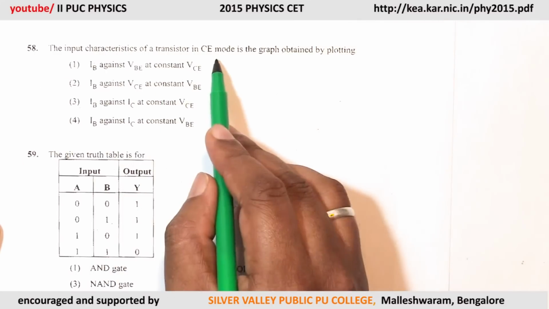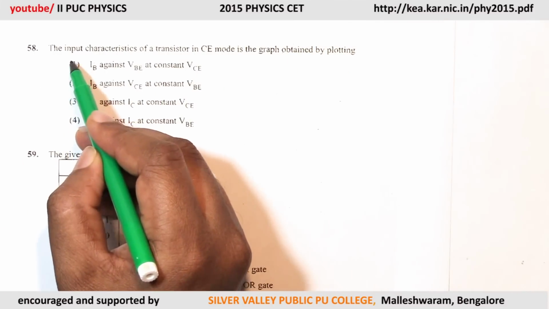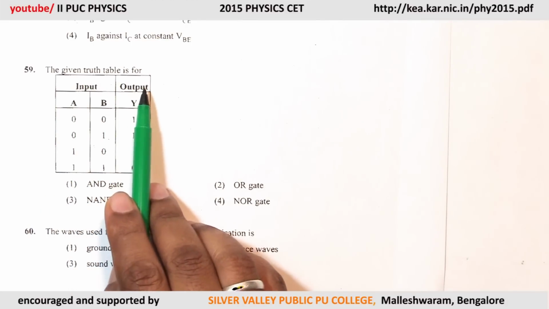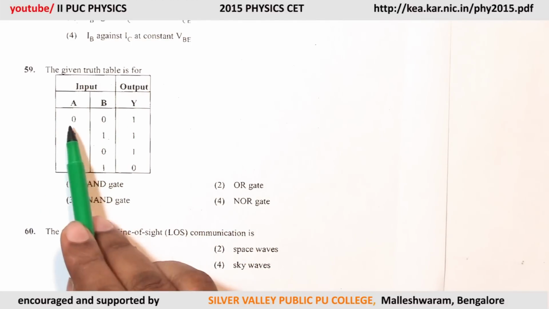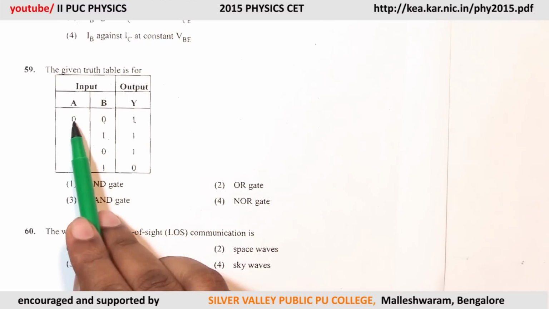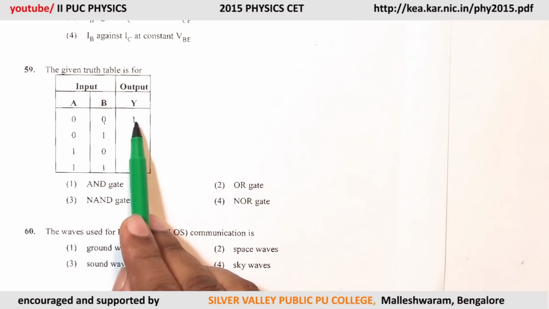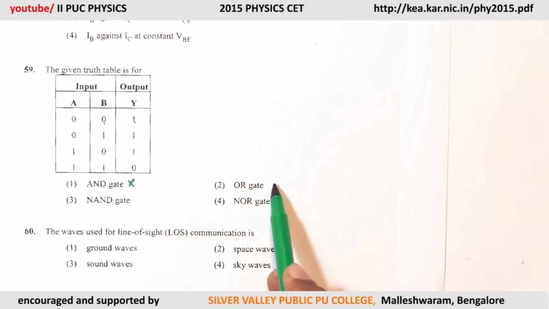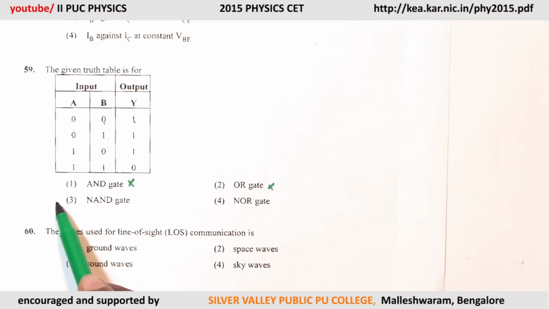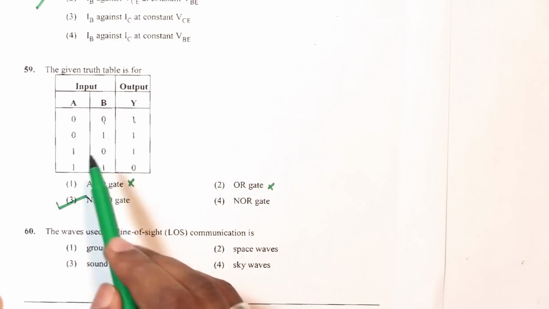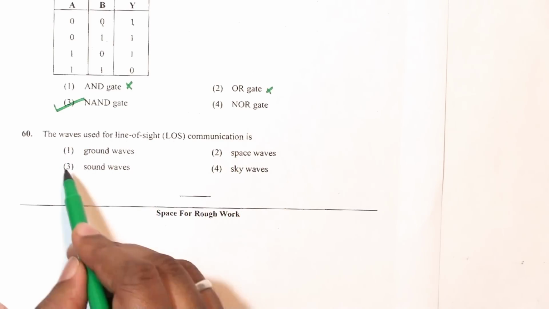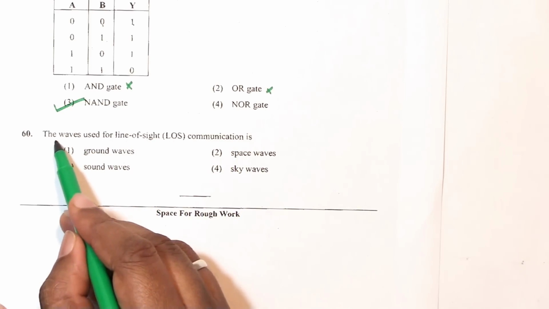The input characteristics of CE amplifier. Amplifier, revised syllabus, there is no transistor. The given truth table is for... 0 into 0, 0, 0 plus 0, 0. So these two are not true. You have to check for NAND gate and NOR gate. Answer is NAND gate. Please check truth table, direct question. The waves used in line of sight communication. 15th chapter out of syllabus, communication chapter.